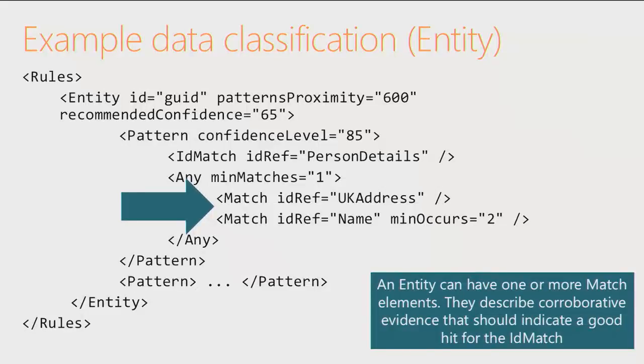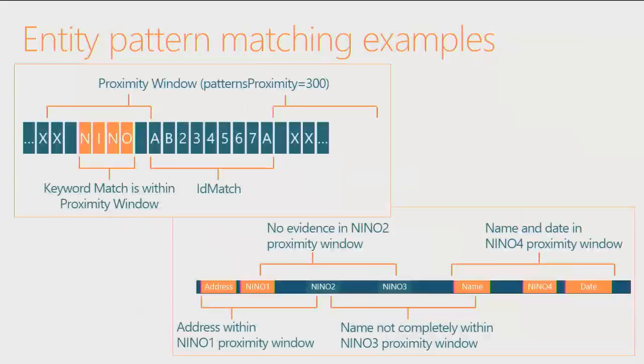So in other words, an 8-digit number near passport is going to be a passport number. And down the bottom, there's a couple of other examples for that. What the bottom graphic shows is sometimes it's inside the window, sometimes it's not. For example, in Nino 1, there's an address within the window, so that's going to be corroborative evidence. But if we look at national insurance number 3, name is not completely within the 300-character window. Name is on the edge. Name starts within 300 characters but finishes outside, so it wouldn't be considered. If you wanted that to match, you'd make your pattern's proximity bigger. And that's why you need to know your data and the sort of stuff you're looking for.